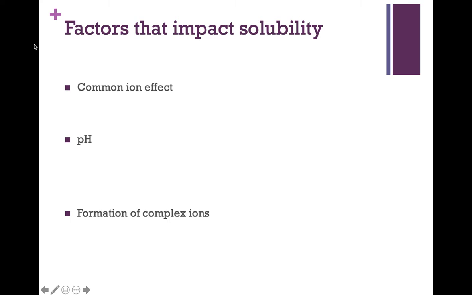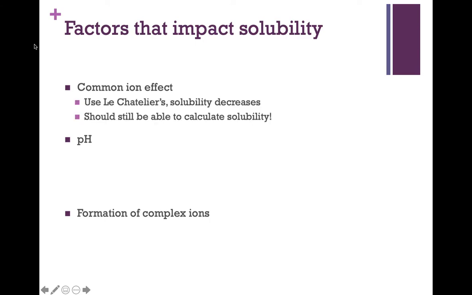We didn't talk about this really at all in 1211, so this is fairly new. There are 3 main factors we're going to take a look at in this chapter. Those 3 main factors are the common ion effect, then pH, which we've been talking about for a while now, and then something called the formation of complex ions. And they're each a little bit different in terms of their impact.